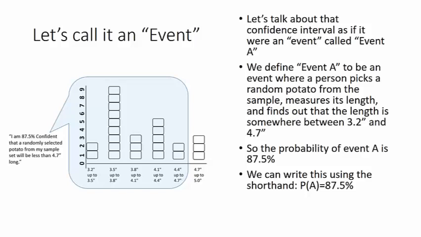87.5%. And we can write that using the shorthand notation P(A) = 87.5%. You can see it on the slide there. The P stands for the probability, and the event, the A, is in parentheses, so it's the probability that event A will happen. That's 87.5%. So that's kind of how statisticians talk about random variables like the length of a potato. They talk about different events, and then they give them probabilities based on mostly counting, adding them up.